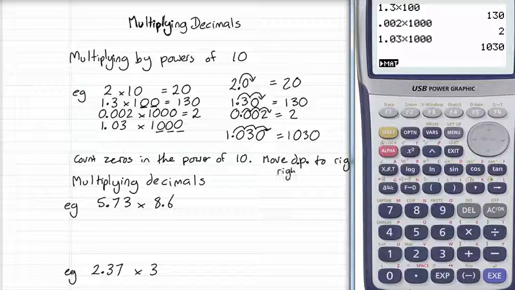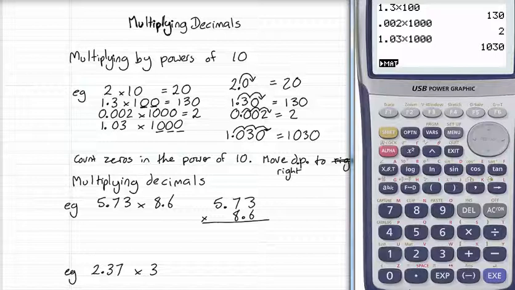Now, multiplying decimals when it's not by powers of 10 is also pretty easy. We start out by setting it up as we would on any multiplication. So we don't have to line up the decimal points. And remember, we don't have to line up the units when we do a normal multiplication. Start out by doing just a normal multiplication.